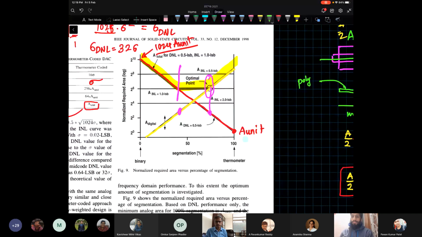Sir, to me, the optimal point is where the area and the DNL meet, because we are trading off between the area and the DNL. And plus, what an advantage we get here. So this should be the optimal point, correct? Where the two lines meet. Yeah. I mean, I just told you this whole thing. What is the optimal point is the area is fairly constant over here. Anywhere.